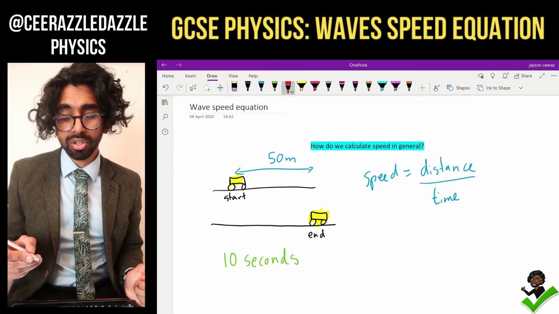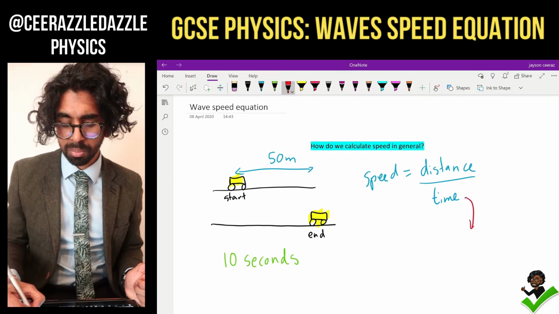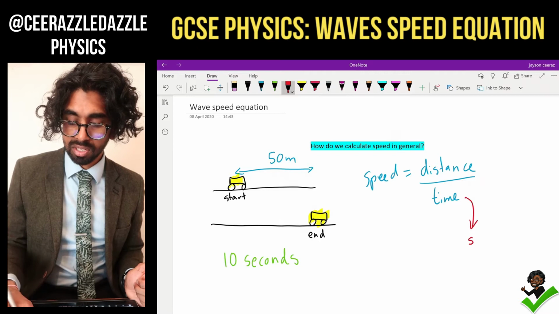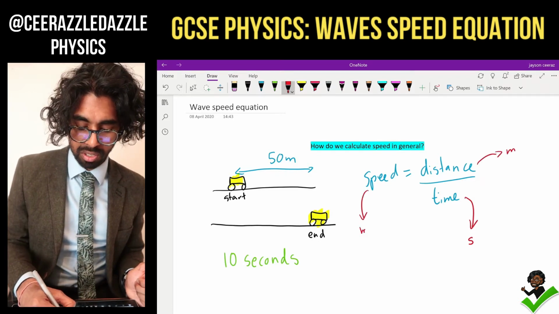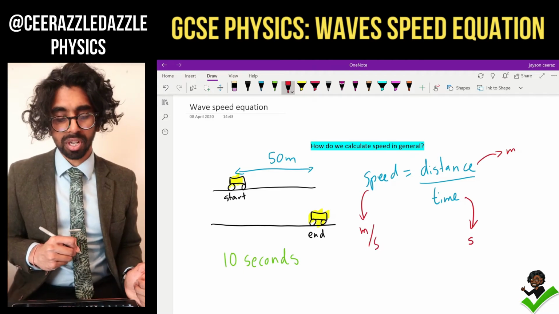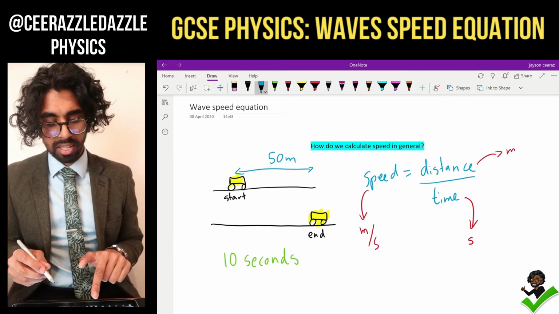Right, for every single equation, let's now put some units. Time should be measured in seconds. Distance is in meters. Speed is going to be meters per second. Simple stuff.